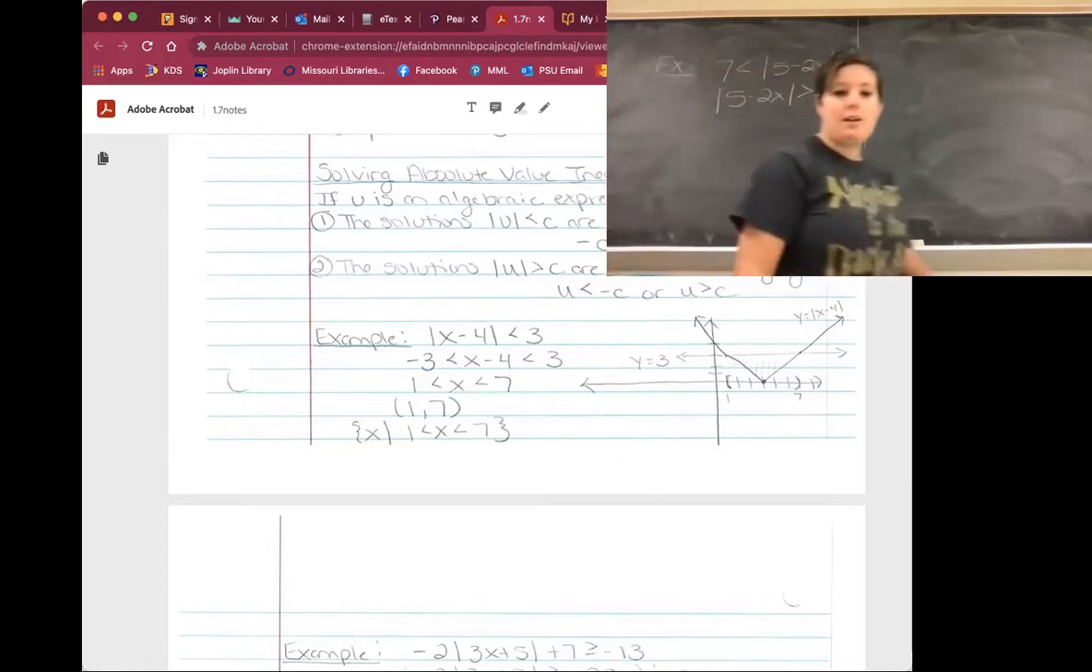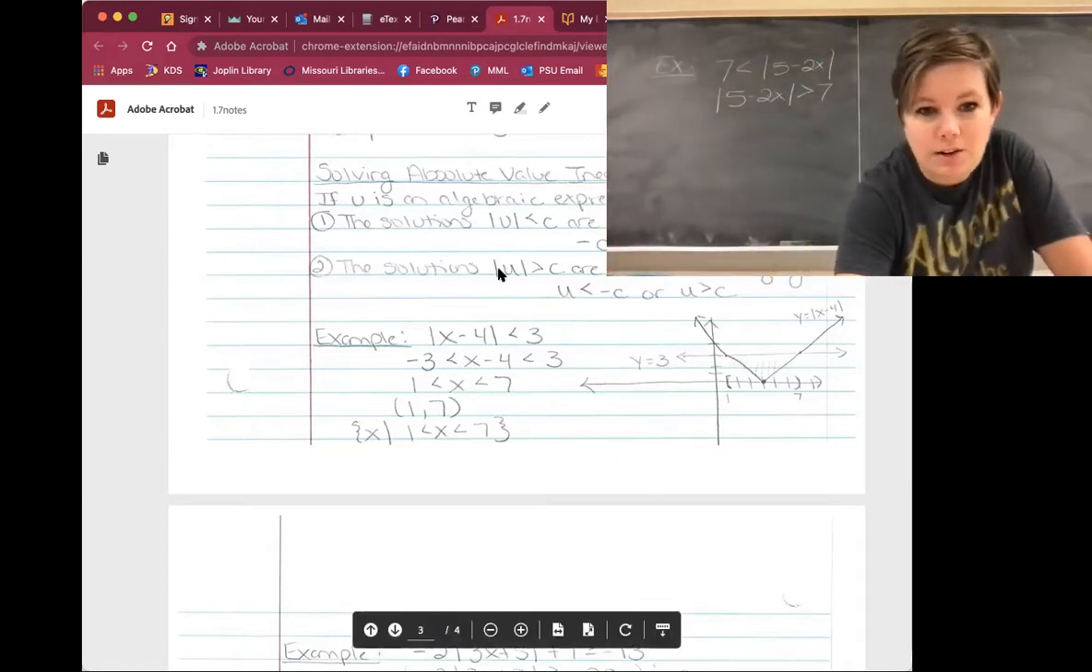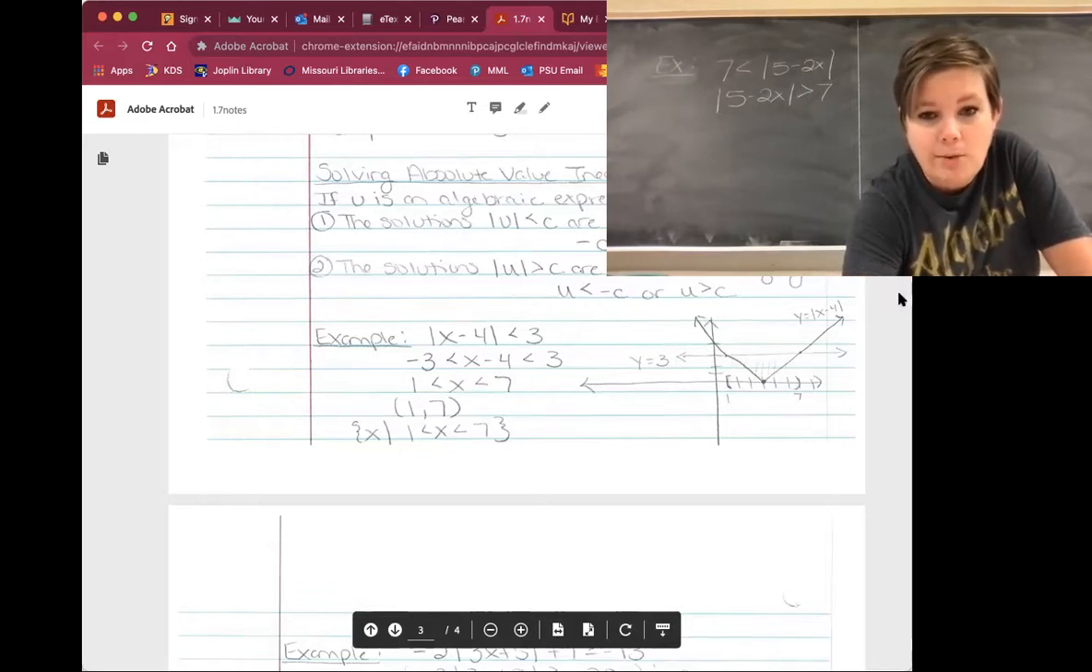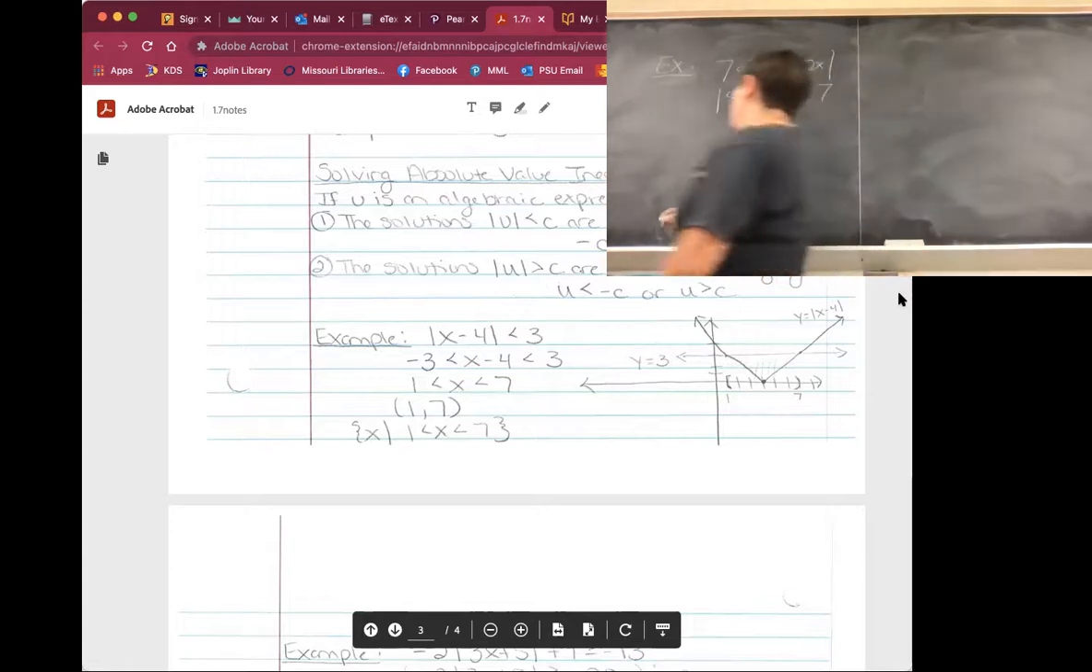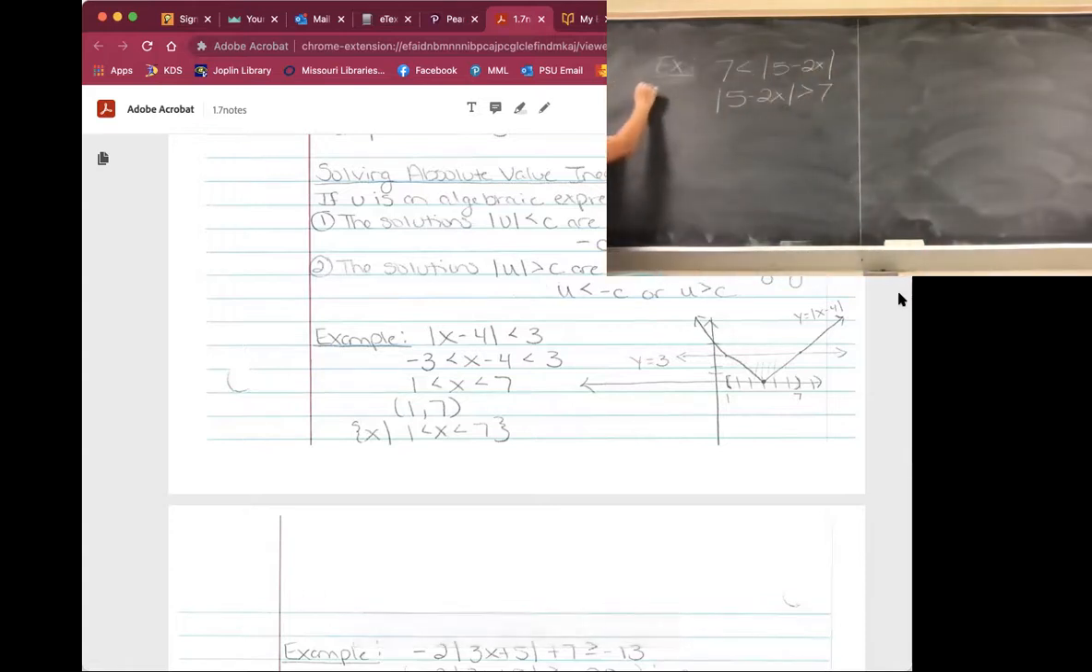Then it looks exactly like our situation number 2, where we have the absolute value of u is greater than c. So if that's the case, then what do we have to do? Well, then we have u is less than -c, or we have u is greater than +c. So we're going to have to split in this one.